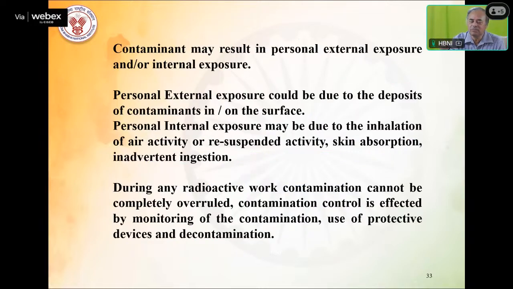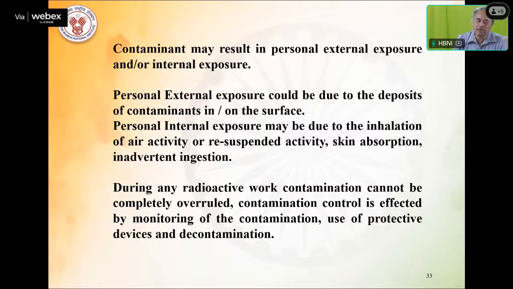Now, contaminants may result in personal external exposure and/or internal exposure. Personal external exposure could be due to the deposits of contaminants in or on the surface. Personal internal exposure may be due to inhalation of airborne or resuspended activity, skin absorption, or inadvertent ingestion. During any radioactive work, contamination cannot be completely ruled out. Contamination control is effected by monitoring of the contamination, use of protective devices, and decontamination.